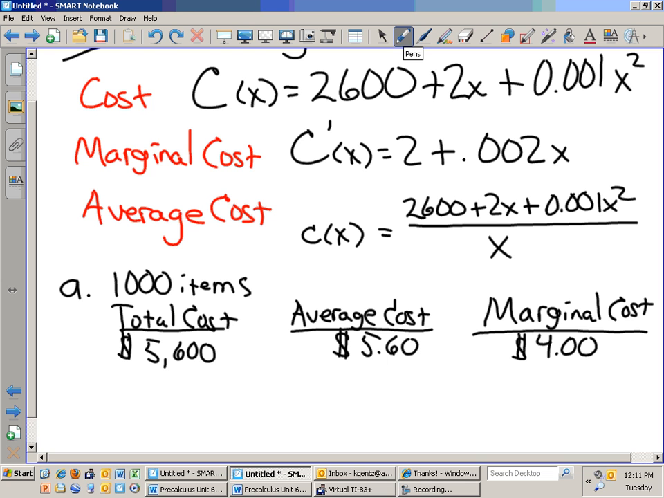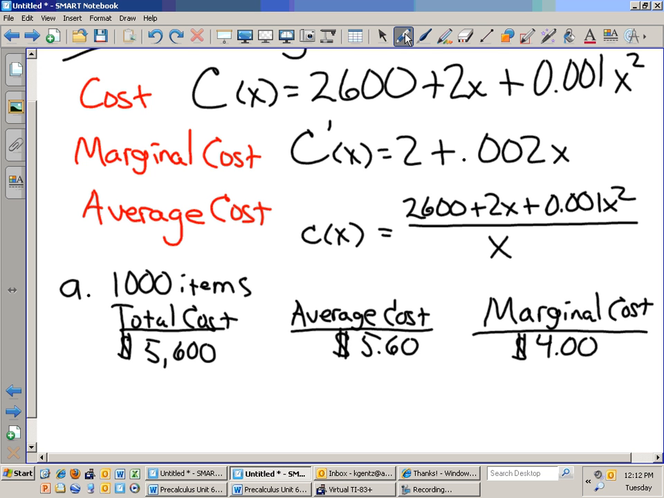So let's help each other understand here really quick. Somebody explain for me, what does it mean that the total cost is $5,600? To make all 1,000 items costs me $5,600. What does it mean that the average cost is that? Yeah, on average, each item costs me $5.60 per. So why is the $4 lower than the average? The more you produce, the cost to produce each one is going to go down.